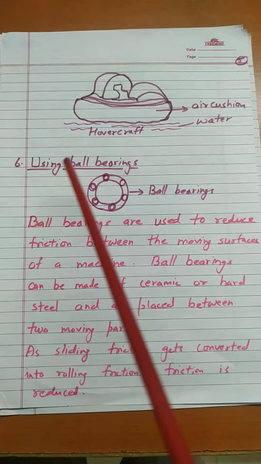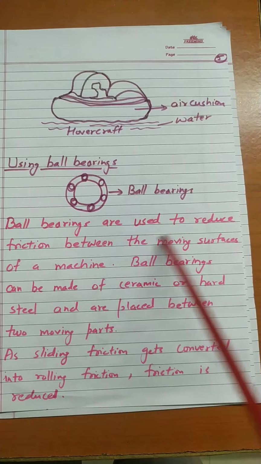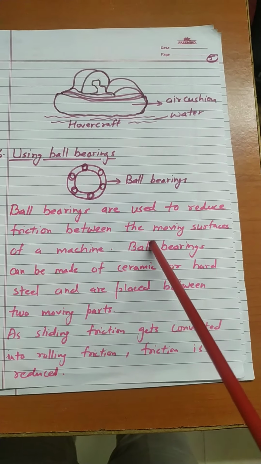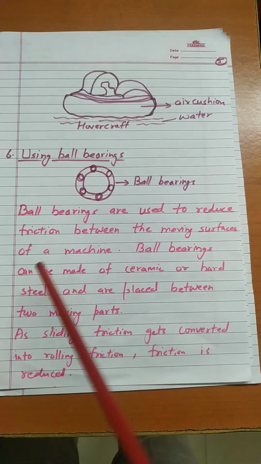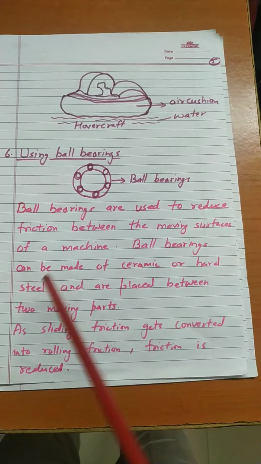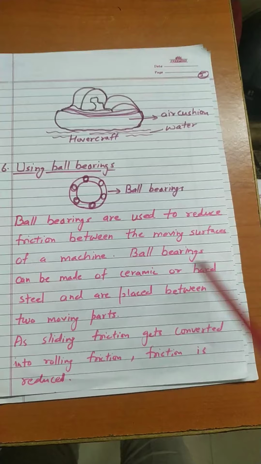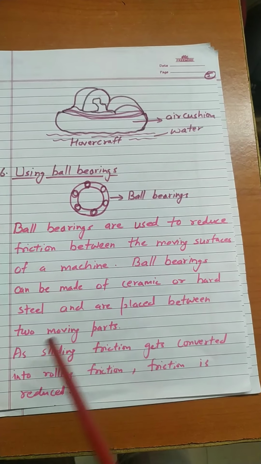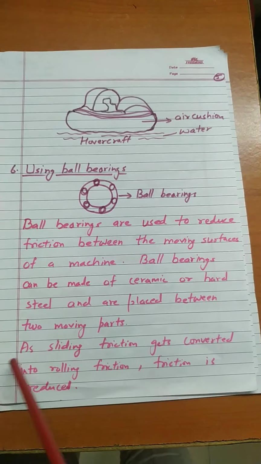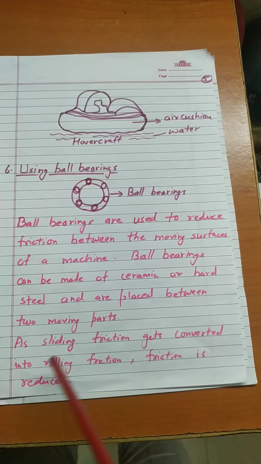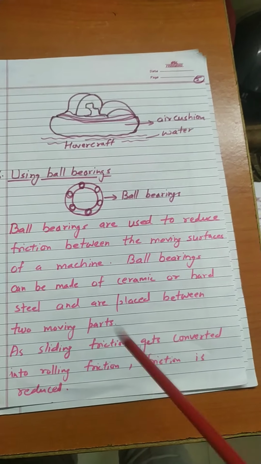Next is using ball bearings. Ball bearings are used to reduce friction between the moving surfaces of a machine. Ball bearings can be made of ceramics or hard steel and are placed between two moving parts, as sliding friction gets converted into rolling friction and friction is reduced.